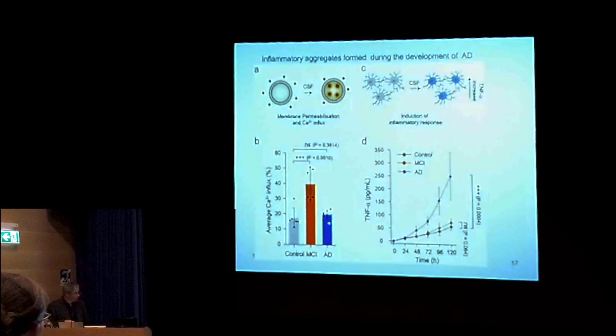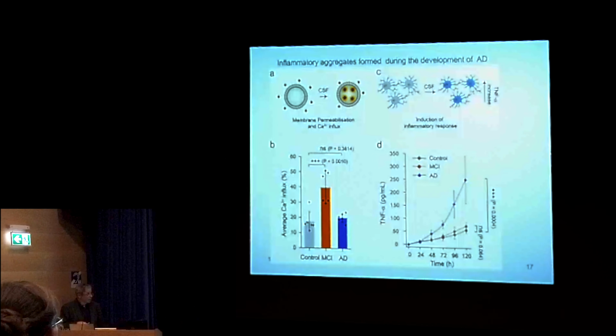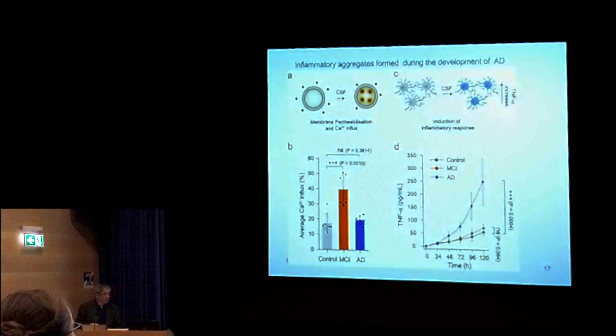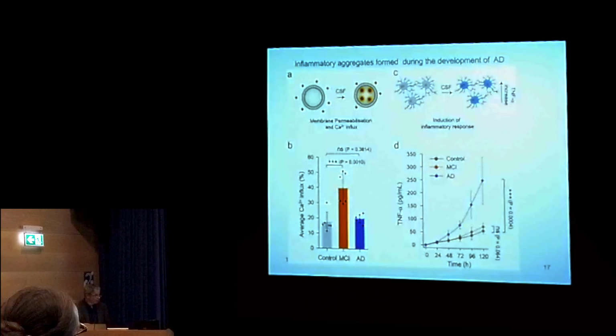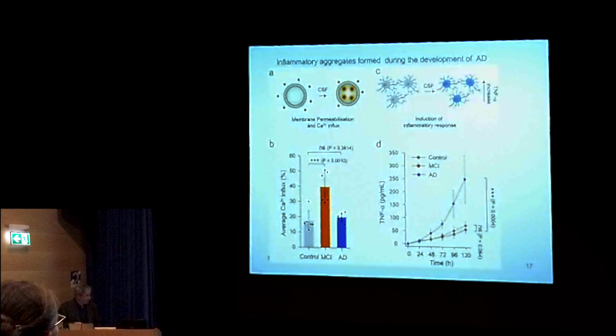colleagues. If we do a different assay, in this assay we take the CSF, dilute it and put it on microglial. So these are cells that are present in the brain that are responsible for the immune response. What happens over time is they produce a pro-inflammatory cytokine called TNF-alpha, and we can measure that as a function of time. So if we do this with the control CSF, we get this basal level of increase in TNF-alpha. If we do it with the MCI, it's very similar. But if we do it now with the Alzheimer's disease CSF, we see this increased amount of secretion of TNF-alpha.